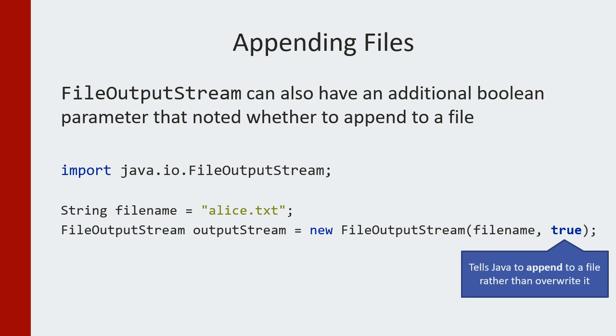So now thinking back, if alice.txt already existed and had the word hello in it, you can then keep writing to it with more text if you like. Cool.